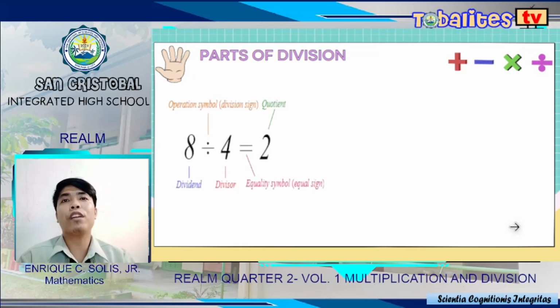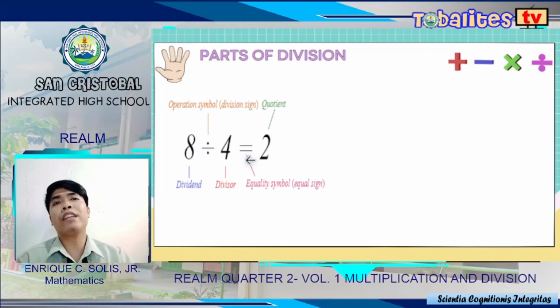So we have the horizontal division. We have 8 divided by 4 is equal to 2. 8 is the dividend or the number being shared. And 4 is our divisor or the number of groups. And 2 is our quotient or the answer when you divide 8 by 4. And also, we have the division symbol and the equal sign or equality symbol.